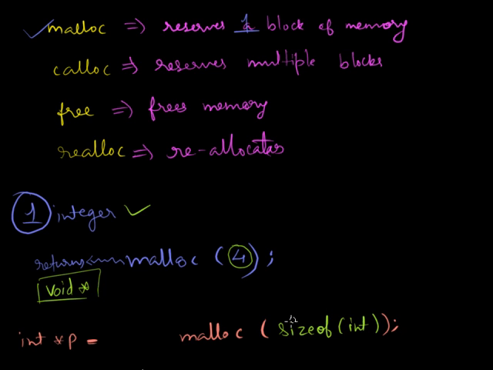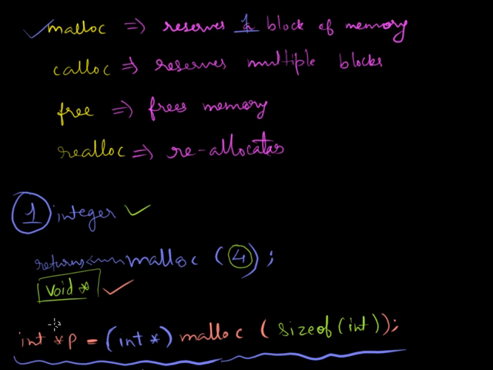Now malloc returns a void star, but we want an int star. So we just typecast. Remember the typecasting we did in one lecture. You can also typecast pointers. So void star is typecast to an integer pointer by writing int star inside brackets. This is how you allocate memory for one integer, and you can access it using star p. Star p equals 5, so this 5 gets stored in the memory allocated by malloc.